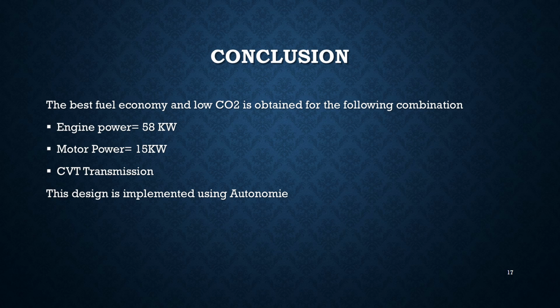The best fuel economy and low CO2 emission is obtained for the following combination, with engine power of 58 and a motor power of 15 and CVT transmission. And this design is implemented using Autonomie.